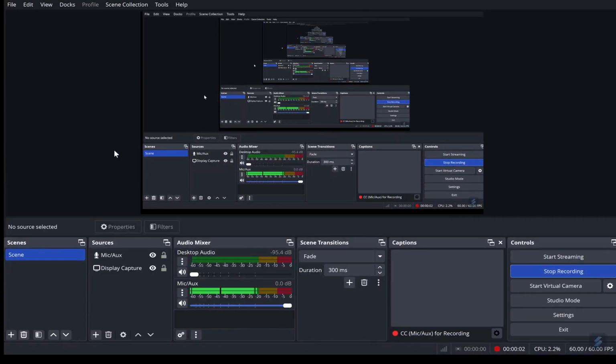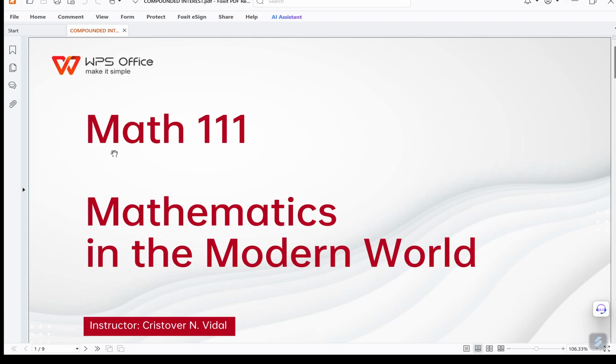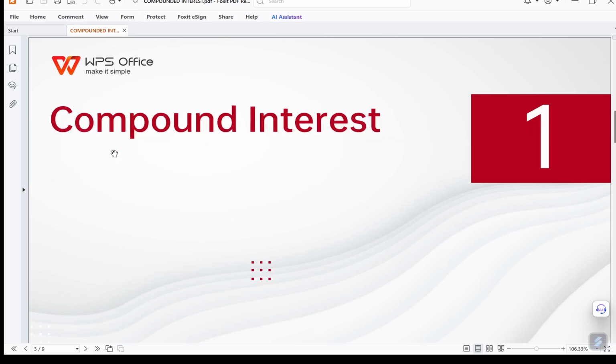Hello again, and welcome to another discussion in the course Mathematics in the Modern World. We are now in Mathematics of Finance, and after the simple interest, the next topic is compound interest.